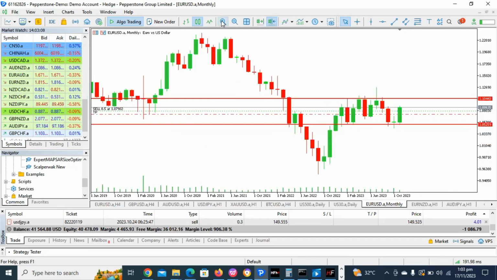Let me zoom it out so that we see. Yes, this is a doji here, right? After the bearish candle, there was a doji. After the doji, there's a bullish candle. If this candle ends as a monthly candle like this, I can tell you with certainty the next candle that is going to follow is a bullish candle.